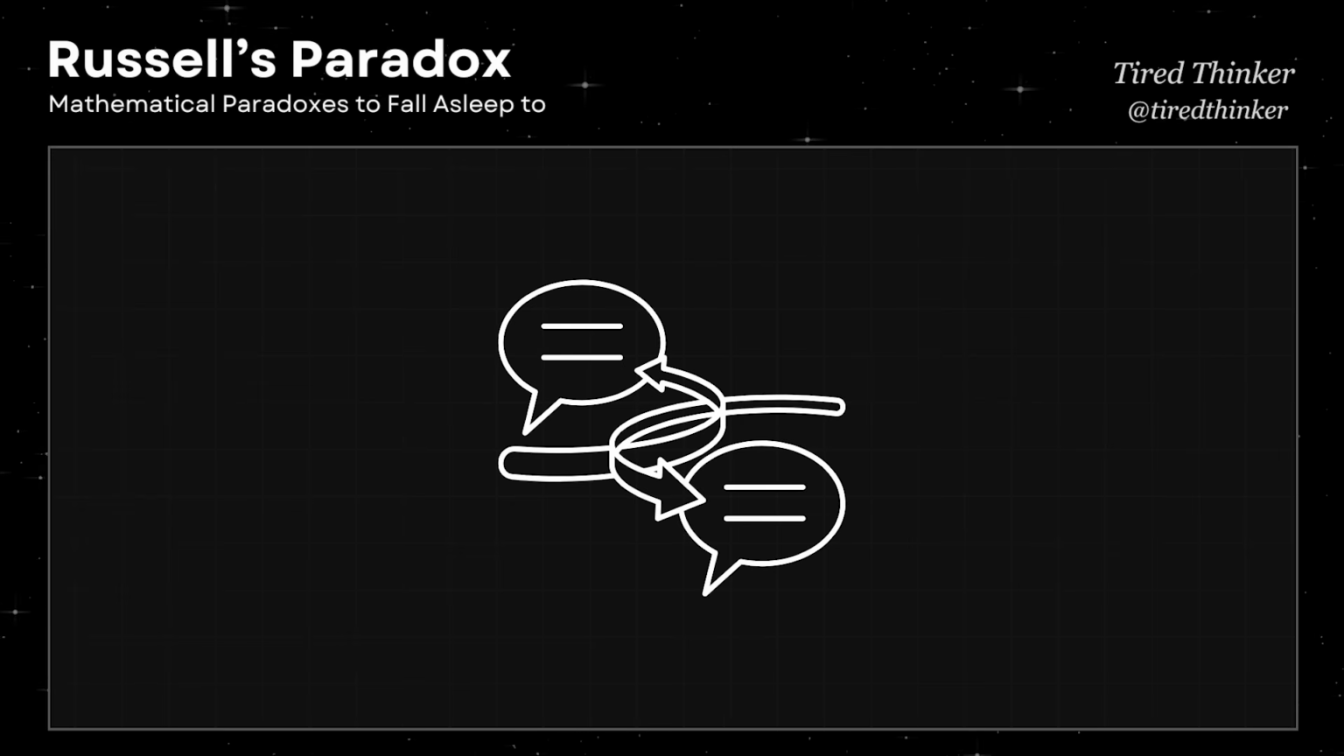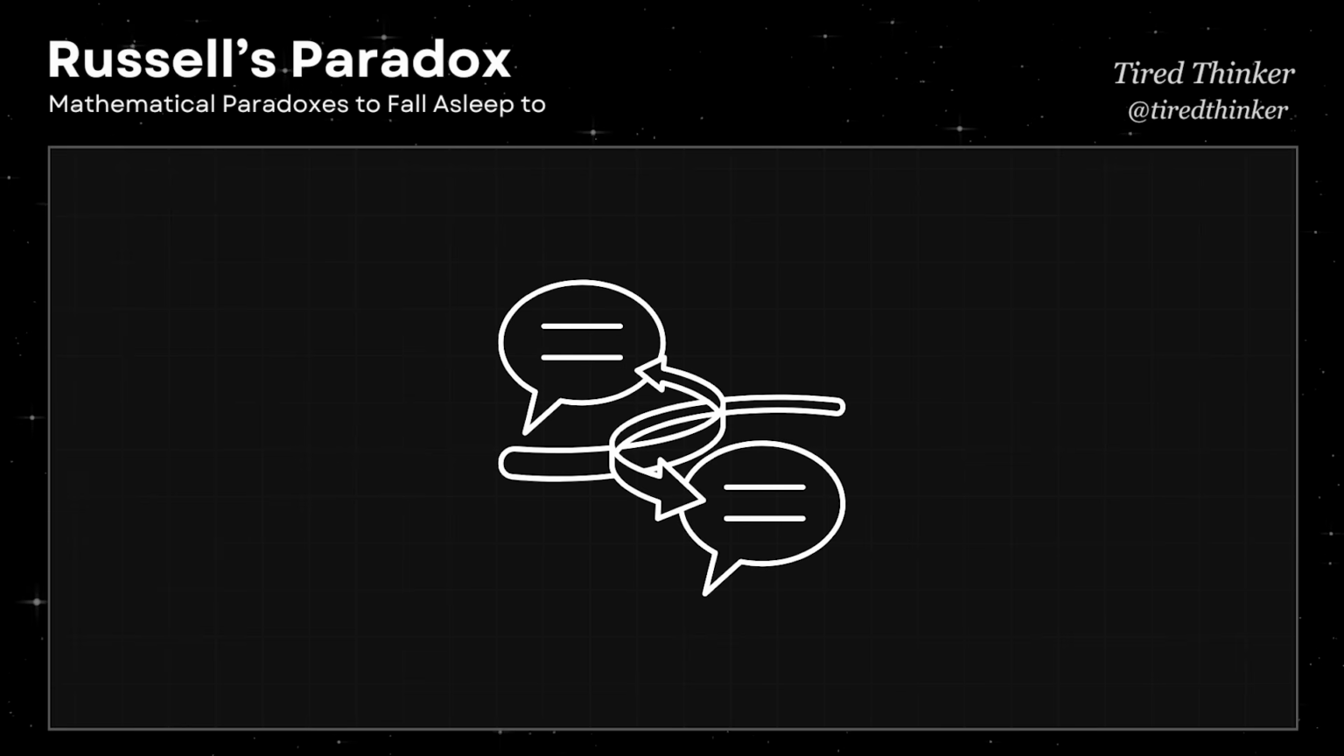Russell's paradox is a reminder that logic is not always as simple as it seems. Even ideas that appear clear can lead to contradictions if they are not carefully defined. It shows that mathematics, like any logical system, needs solid foundations.